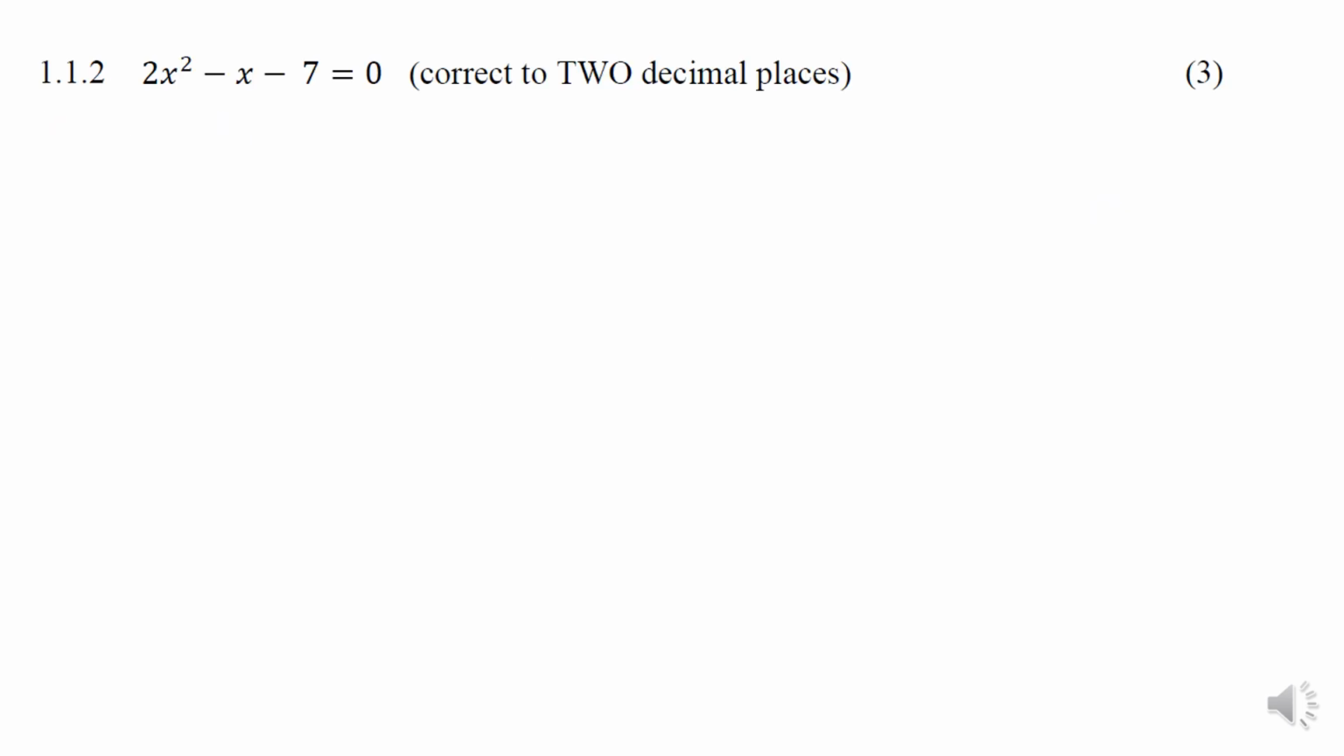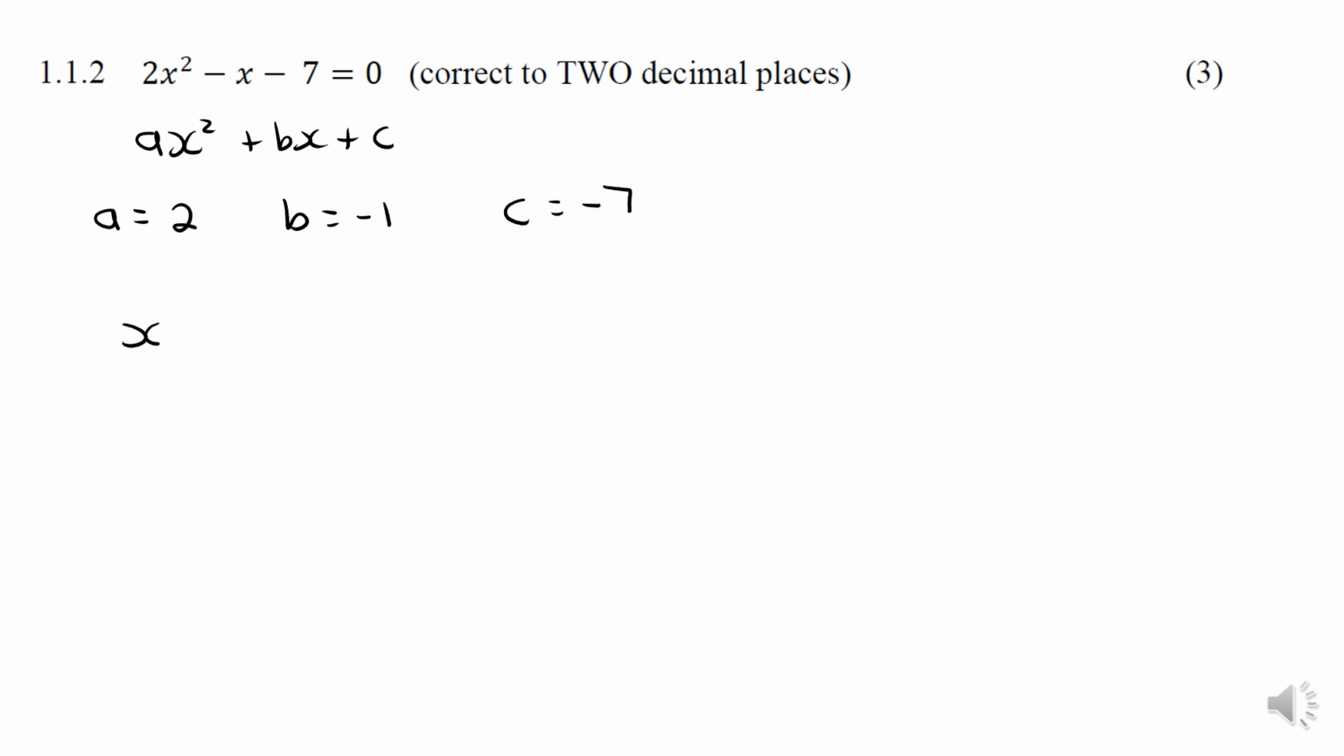For 1.1.2, which is 2x squared minus x minus 7 equals 0, it lets you know to get your answer correct to 2 decimal places. Because it says that in brackets, you should think quadratic formula. From the standard form, which is ax squared plus bx plus c, you'll notice that your a value is equal to the coefficient of x squared, which is 2. Your b value is equal to negative 1, and your c value is equal to negative 7.